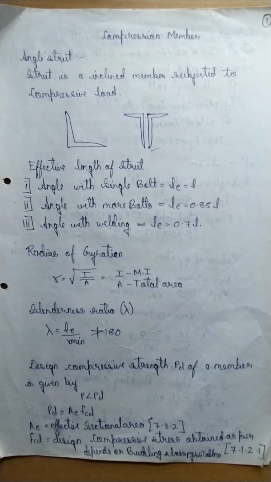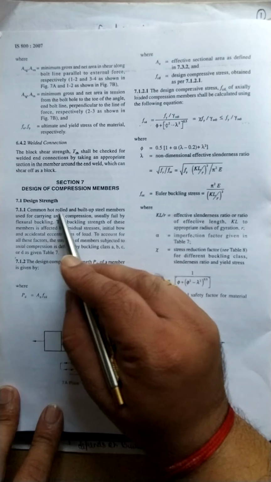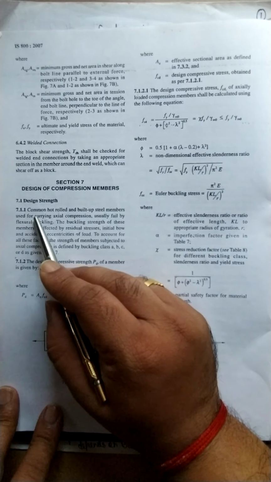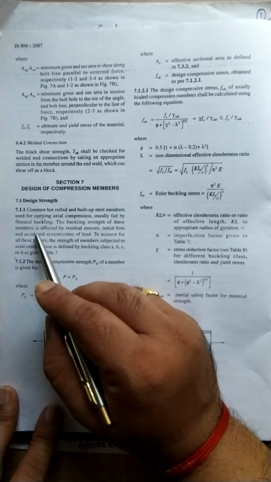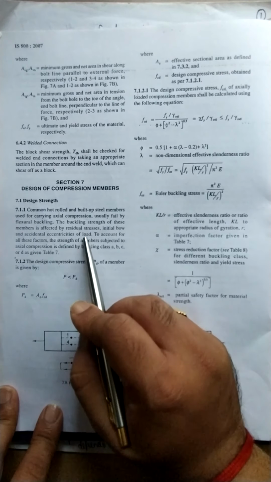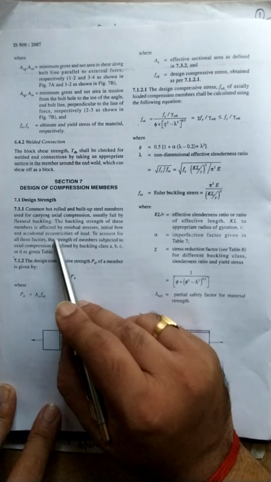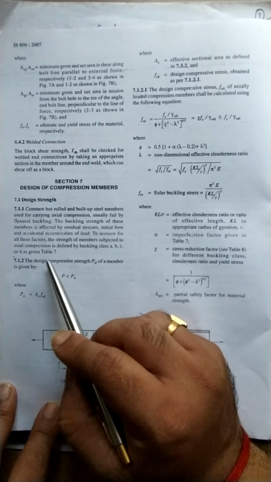Then let us come to the design of compression members, and the design strength. How is the design strength given? Common hot rolled and built-up section members used for carrying axial compression usually fail by flexure or buckling. The buckling strength of these members is affected by residual stresses, initial bow and accidental eccentricity of load. To account for all these factors, the strength of the member subjected to axial compression is defined by buckling class A, B, C or D given in Table 7.